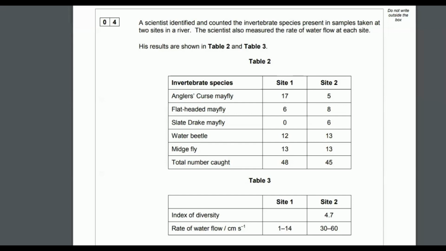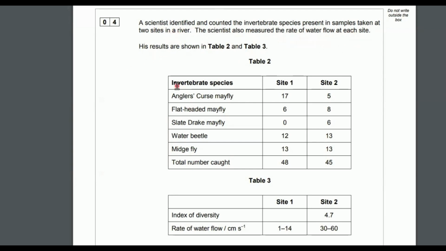Welcome to Let's Get to the Marks, going through an A-level biology question on the index of diversity. Let's get into it. A scientist identified and counted the invertebrate species present in samples taken at 2 sites in a river. The scientist also measured the rate of water flow at each site. His results are shown in table 2 and 3.